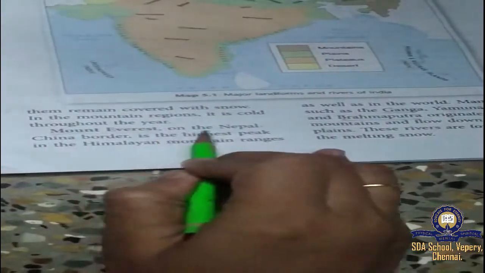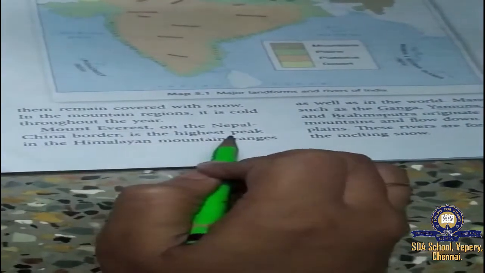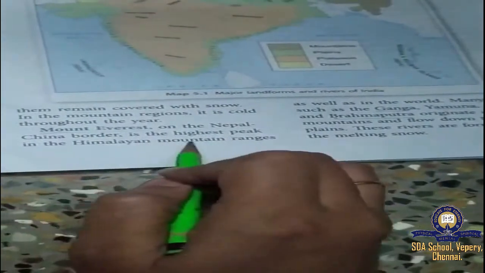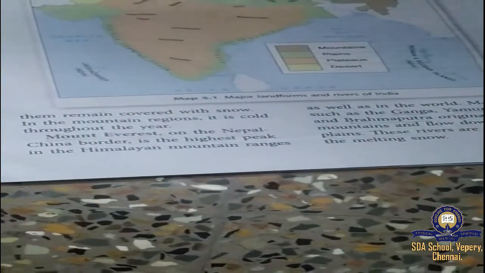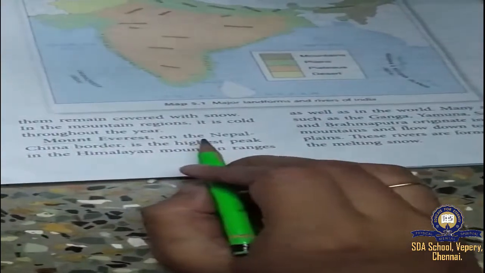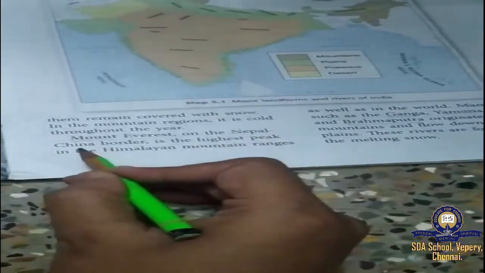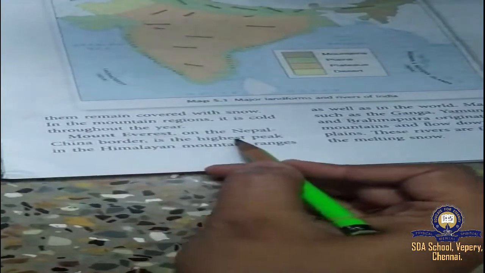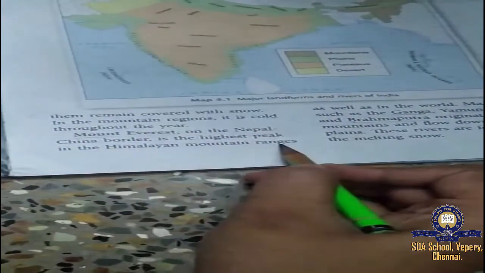Mount Everest on the Nepal-China border is the highest peak in the Himalayan mountain ranges. Which is the highest peak? It's Mount Everest. Where is it? It is on the Nepal-China border.